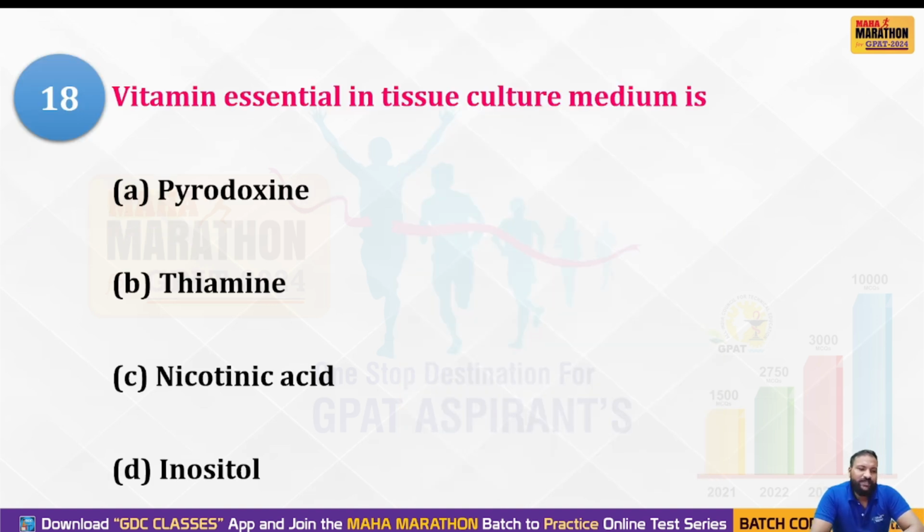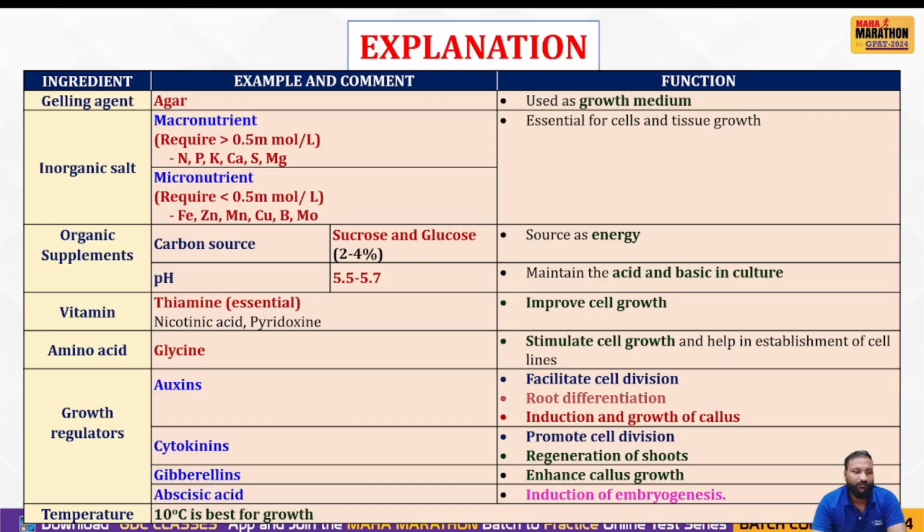Next, the 18th question of this GPAT test series 2: the vitamin essential in tissue culture medium is option A, pyridoxine, B, thiamine, C, nicotinic acid, and D, inositol. Which was the right answer? Essential vitamin in tissue culture. We'll check the right option. Yes, B1, thiamine is the right option for the tissue culture medium.